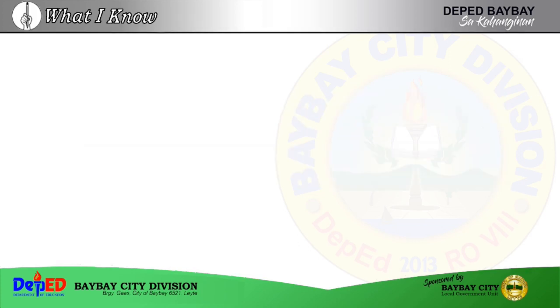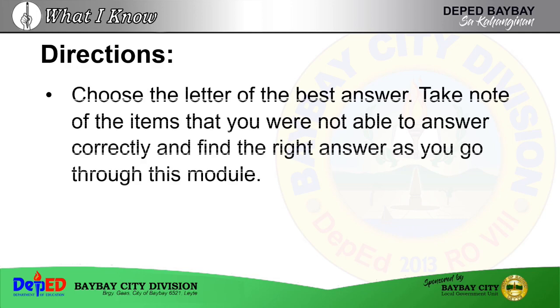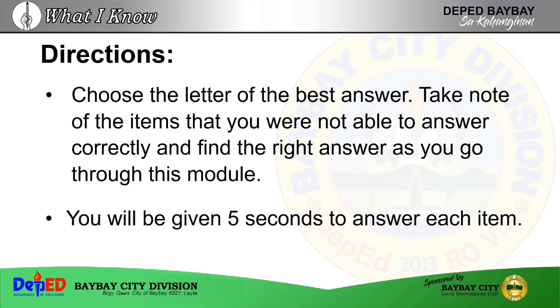At this point, we will find out how much you have learned about the topics in this module. For this test, you are going to choose the letter of the best answer. Take note of the items that you were not able to answer correctly and find the right answer as you go through this module. You will be given 5 seconds to answer each item.